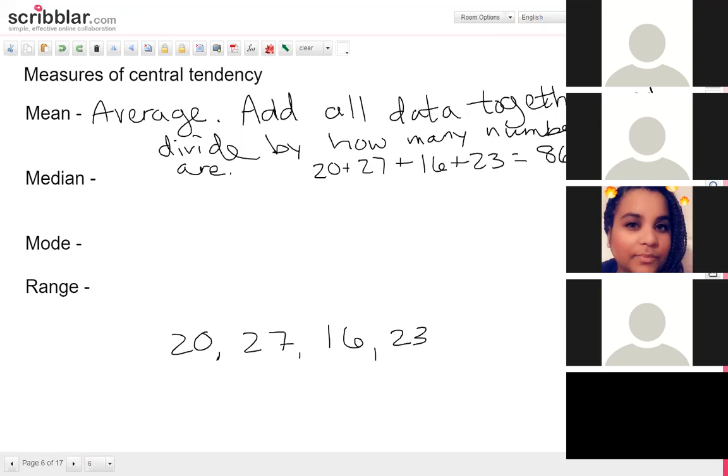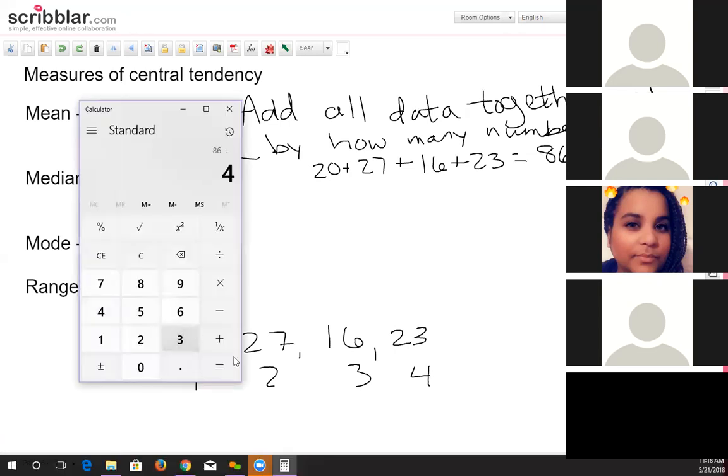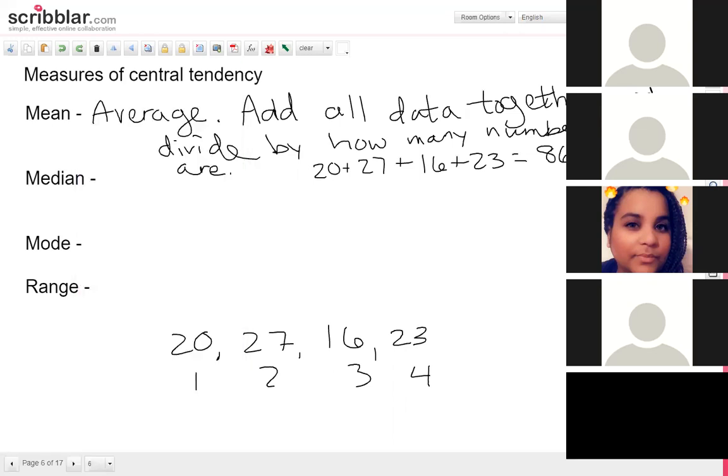So then we said divide by how many numbers there are. What are we going to divide by? Good, 4. We literally just count how many numbers there are. 1, 2, 3, 4. We're going to divide by 4. And again, use a calculator. Gives us 21.5. So that's how we find the mean.